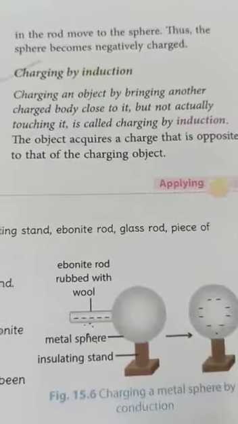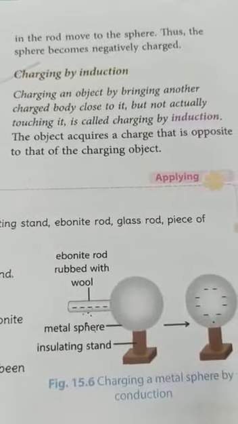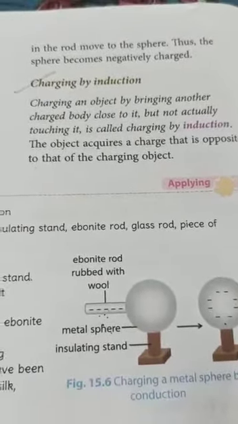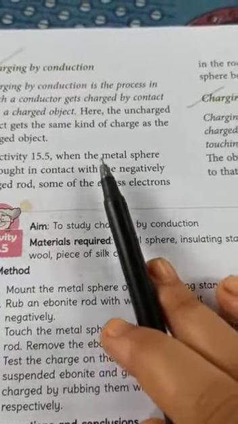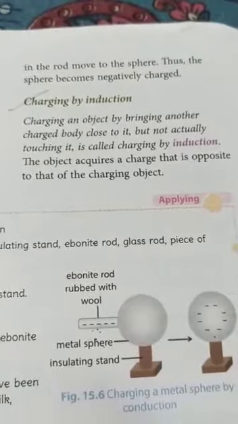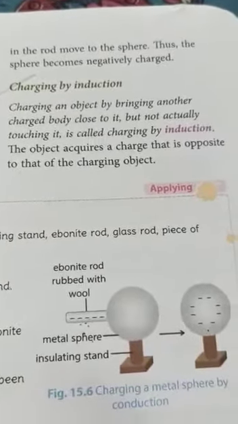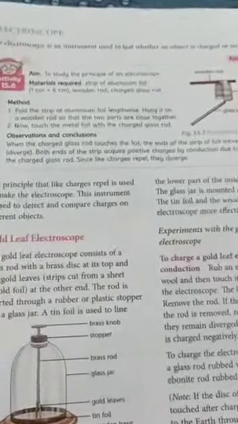Charging by induction means charging an object by bringing a charged body close to it but not actually touching it. In conduction, we touch the conductor with the charged body, but in induction, we do not touch the object. The object acquires a charge that is opposite to that of the charging object. So this was all about the methods of charging objects. This was the first part, and in the next part I will start the electroscope.